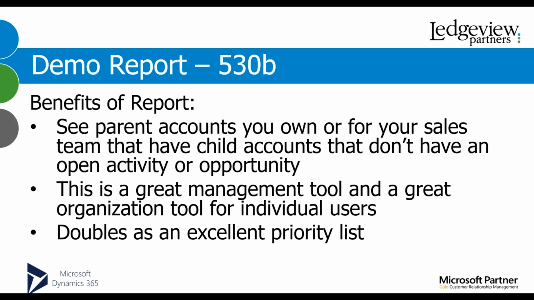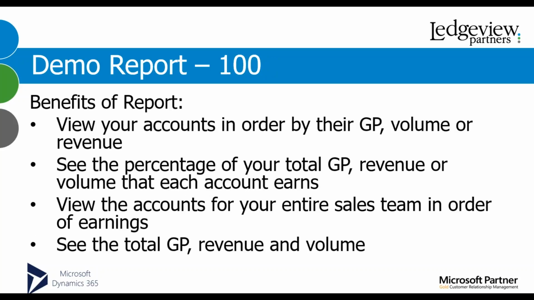So let's jump back into our PowerPoint presentation. The next report that I want to go over is Report 100, which is an account ranking. So there's 2 different reports for account ranking. There's an individual account basis look, and then there's also the parent account look. Because we looked at parents in the last report, we're going to look at them as an individual for the account ranking. Now, why this report is so important is it allows you to view your accounts in order by either their gross profit, their volume, or their revenue that they're generating for you. So it gives you a ranking.